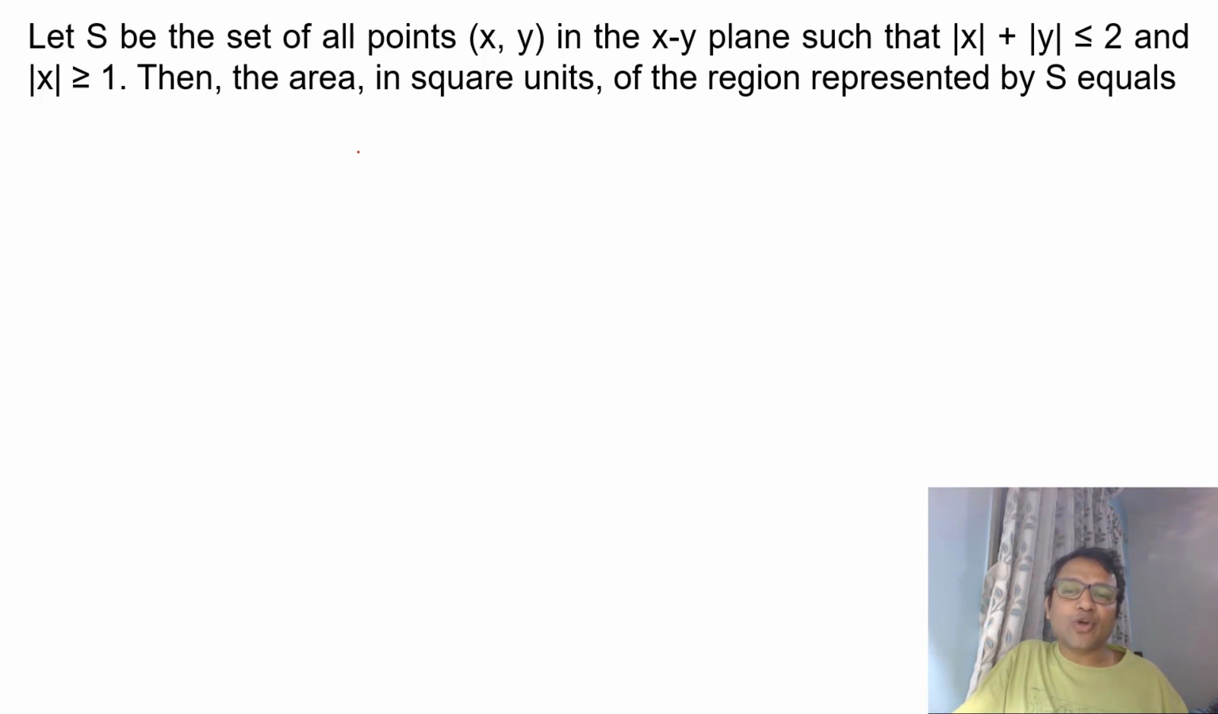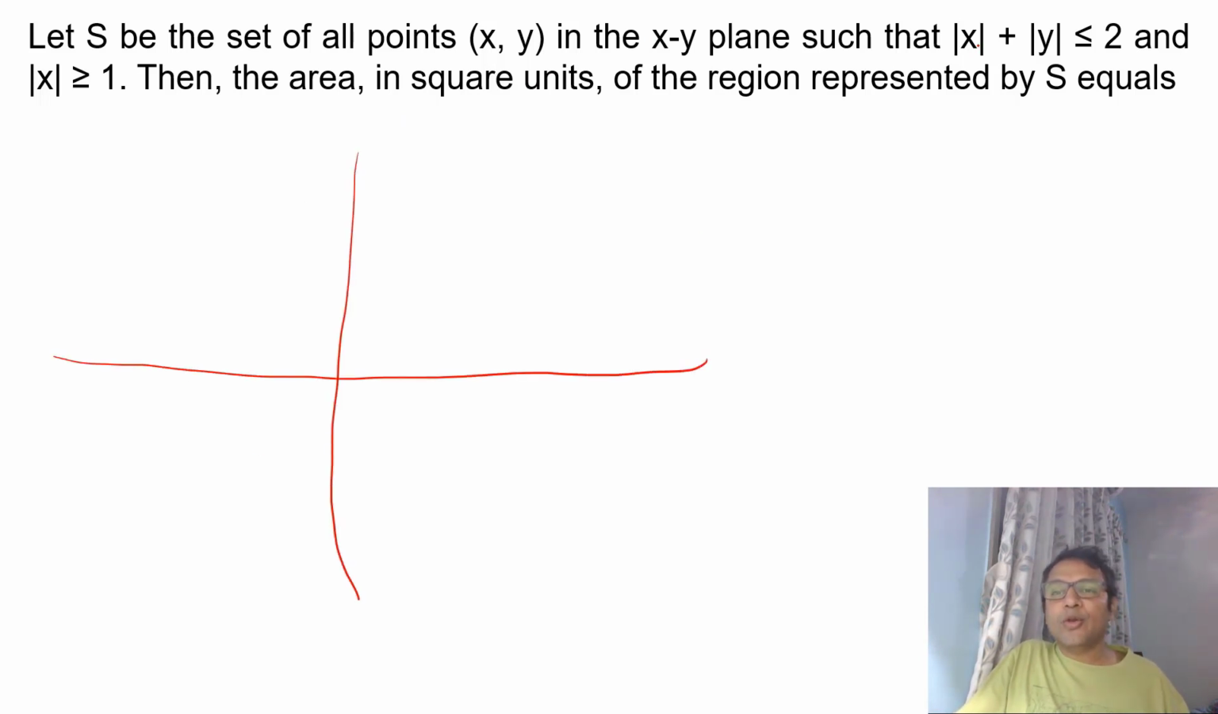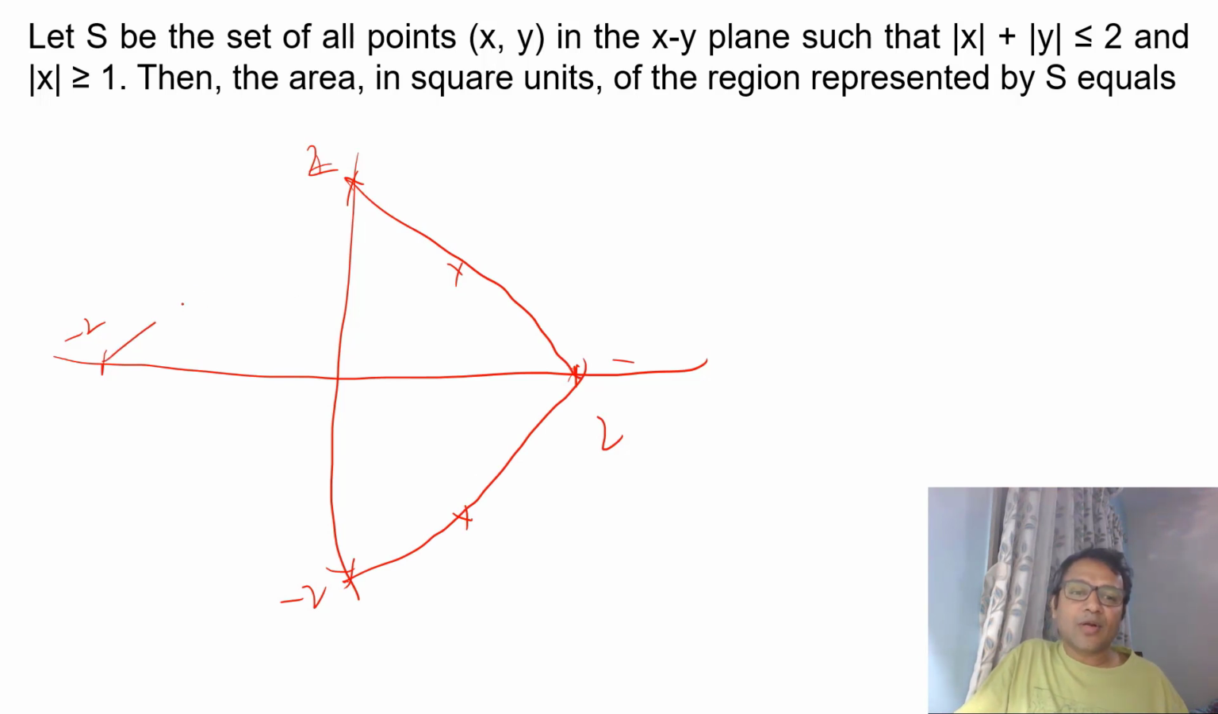S is the set of all, again geometry, so prefer to draw. When you say mod x plus mod y less than or equal to 2, when you put x equal to 0, y becomes plus 2 and minus 2. When y is 0, x becomes again plus 2 and minus 2. Put x as 1, you will get y as plus 1 and minus 1. So you know these lines are like this and this way, and the same on the other side.